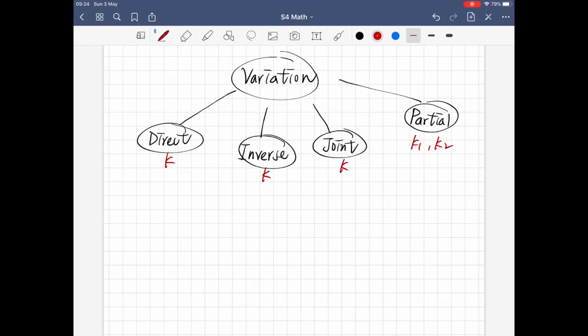Then for the next step, we want to solve for the variation constant. For this we have to use some mathematical techniques. In solving the variation constant k, that means for direct, inverse, and joint variation, we will use the technique of substitution. As for partial variation, as there are two unknowns, k1 and k2, we have to solve k1 and k2 using simultaneous equations.